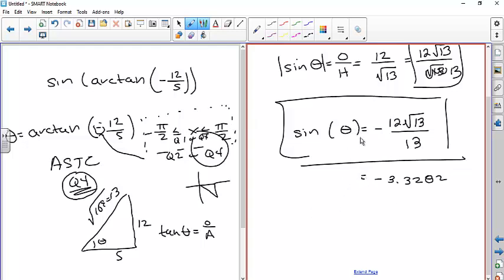So to check that I did everything right, I go to my calculator and it goes sine, left parenthesis, the inverse tangent of negative 12 over 5, two right parentheses. So this is going to take the inverse tangent of negative 12 fifths, and it's going to take the sine of that, and if I get the same answer, then I know I did it right. So I have the sine of the inverse tangent of negative 12 divided by 5, and I get the wrong answer.